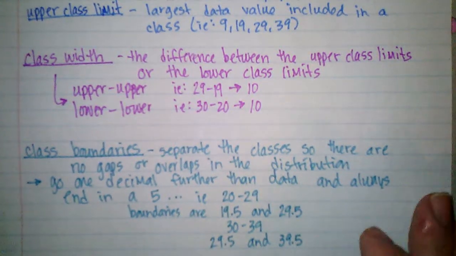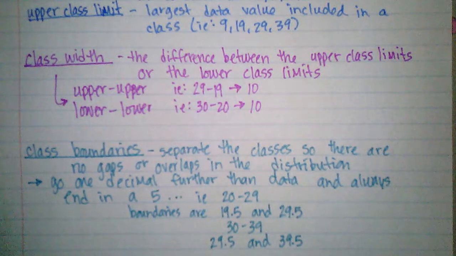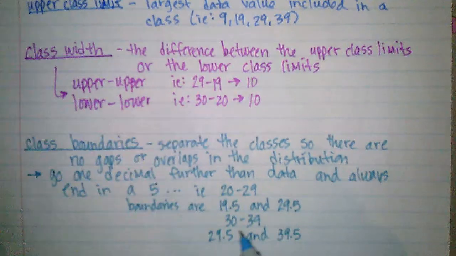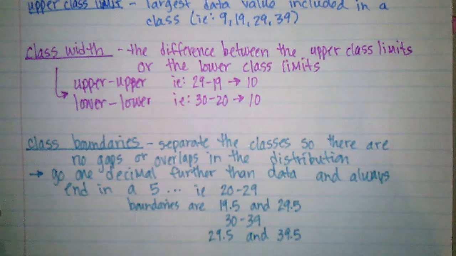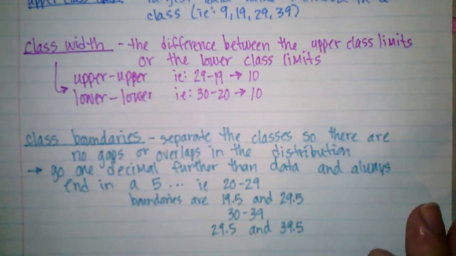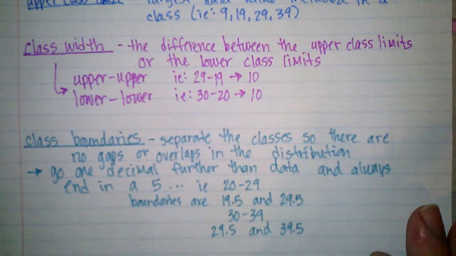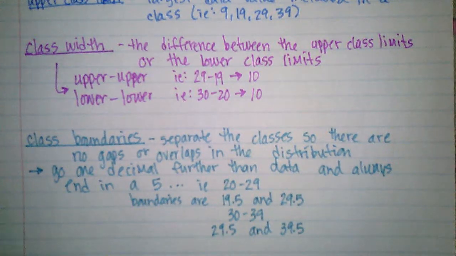Now you'll notice that if I subtract the lower class boundary from the upper class boundary, that does give me my class width. So we'll talk about how to use that to construct a frequency distribution from a data set. Actually, right now. I'm going to give you the step-by-step instructions on how to construct a frequency distribution, and then we'll put that into practice using an example.